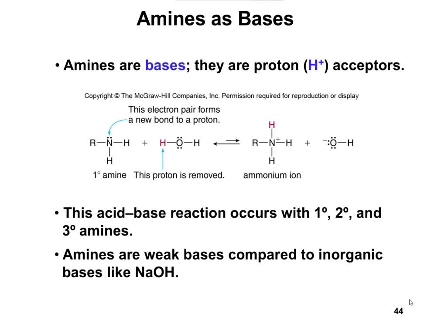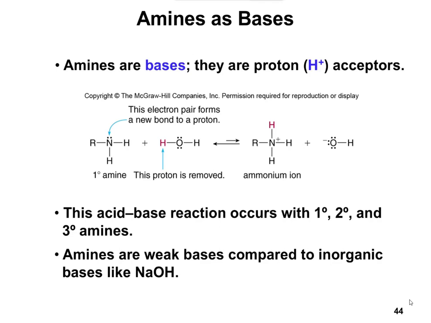So amines can act as bases. Remember, a base we define as a proton acceptor. So amines are bases because they have a lone pair of electrons, which you can see right here. So that's going to be the important characteristic of amines, which allow them to act as bases. So that lone pair is going to bond to a proton that comes in.